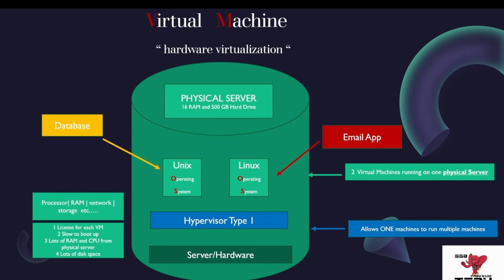And then you also have the physical machine, which has its own operating system. Each of these think they're standalone and running by themselves. They have no idea. So the app doesn't know that the database is there. Linux doesn't know that Unix is there. That's the beauty of hardware virtualization.